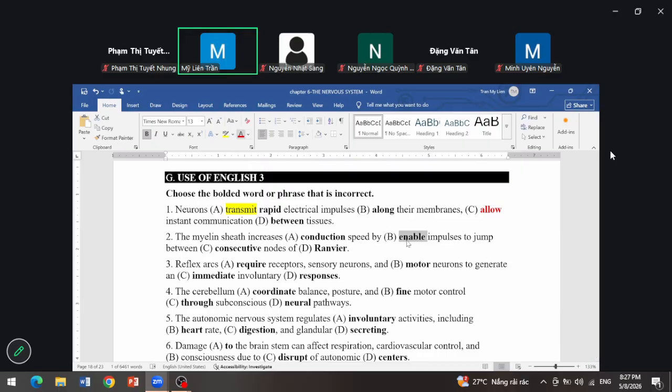So, enabling by preposition verb ing. By doing something, after by comes verb ing.